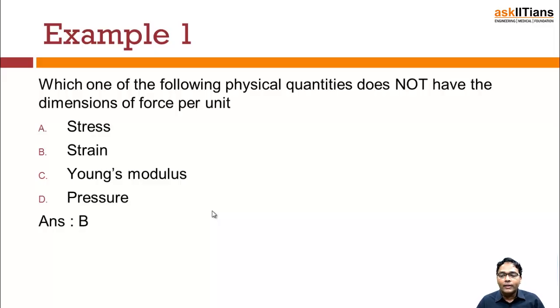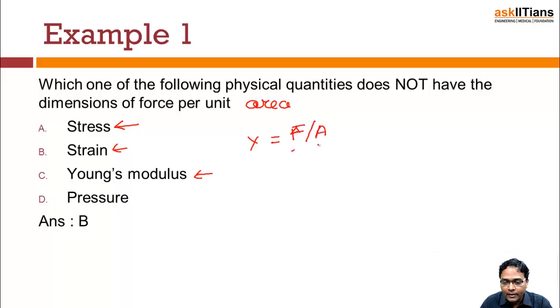Which one of the following physical quantities does not have the dimensions of force per unit area? Stress does have force per unit area. Strain is basically change in dimension divided by original dimensions. Obviously it does not have the same dimensions as force per unit area. Young's modulus is basically force per unit area divided by change in length upon original length. Obviously the denominator does not have any dimensions, so Young's modulus will have the same dimensions as pressure or force per unit area. Pressure again has the same dimensions as force per unit area. So effectively the out of the box thing is strain.